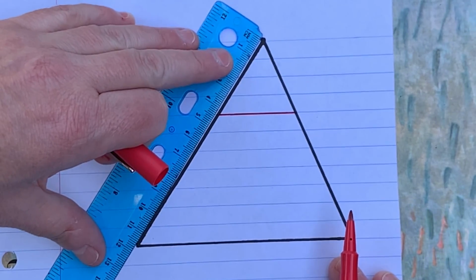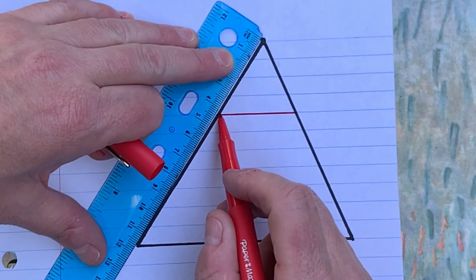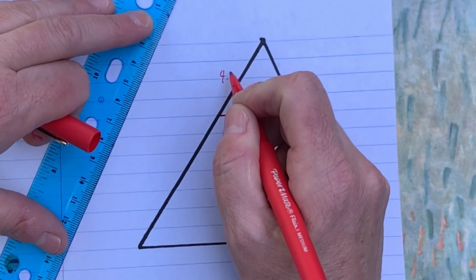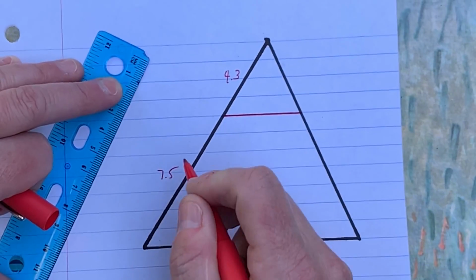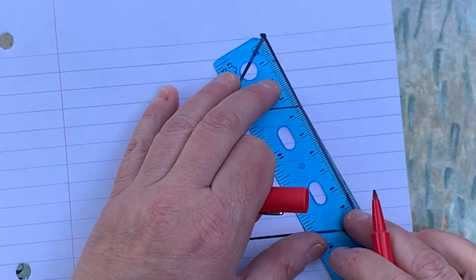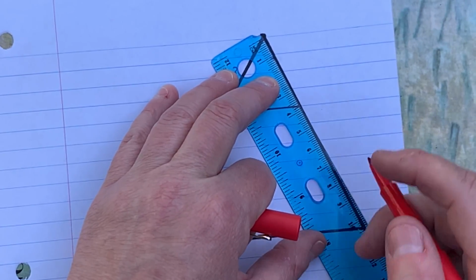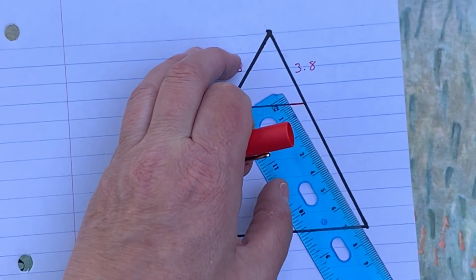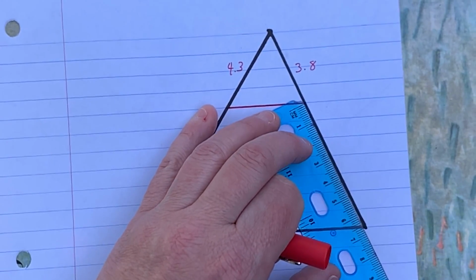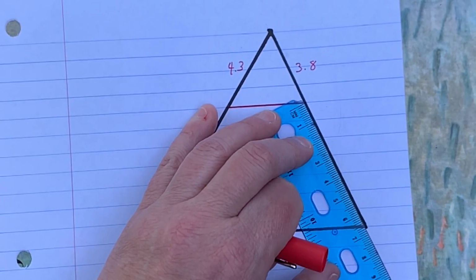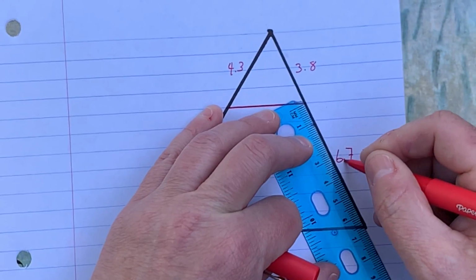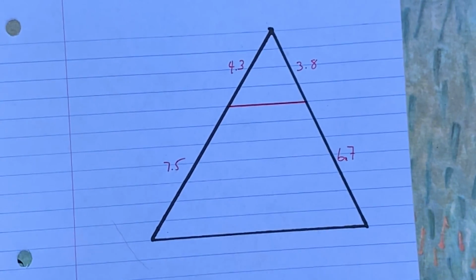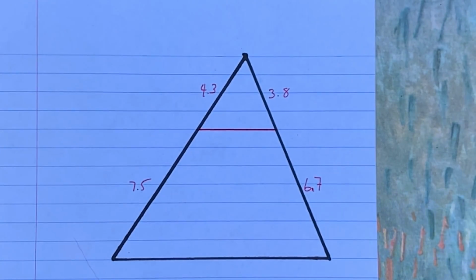All right, so if I measure this, this looks like about 4.3. And if I measure this in centimeters, this looks like about 7.5. And if I measure this, it looks like that's about 3.8. And if I measure this, it looks like that's about 6.7-ish. Now keep in mind, I am not a robot and I don't have laser precision, but I wonder if you can look at those numbers and notice anything.